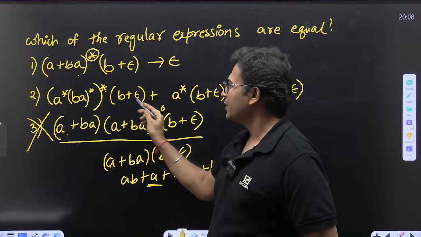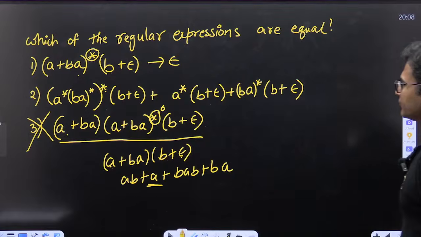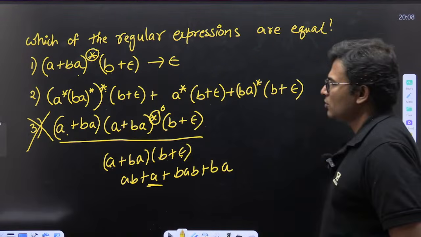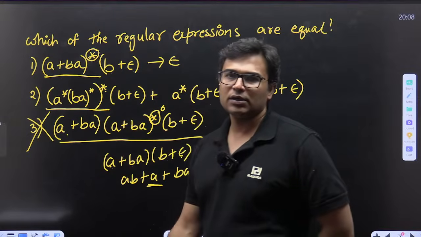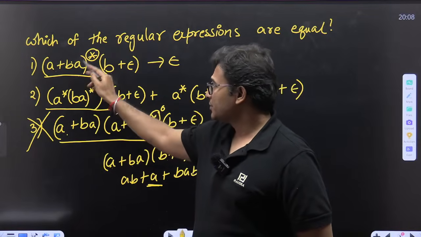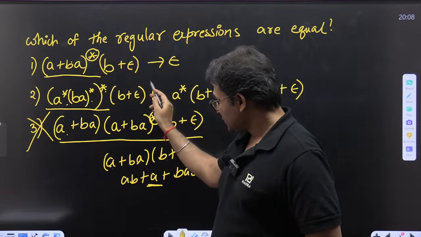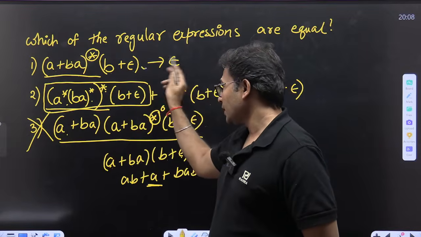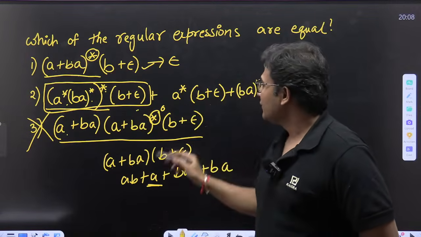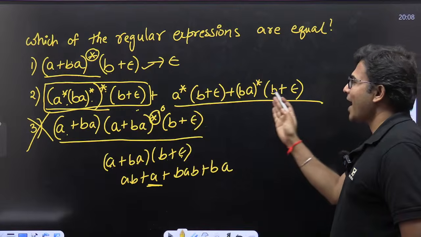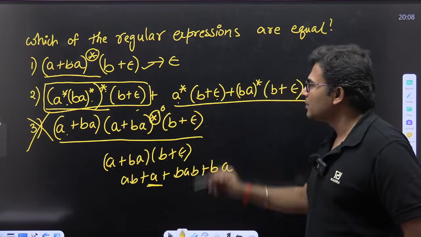If I put a 0 here, I will get epsilon, right? So epsilon is there in the language. Now if you observe it, this term and this term both are equal, right? So this is a plus ba star only. Now this part is exactly equal to this part. Now you have to see whether the extra regular expressions are adding anything to this, right? So it is a star followed by b plus epsilon.